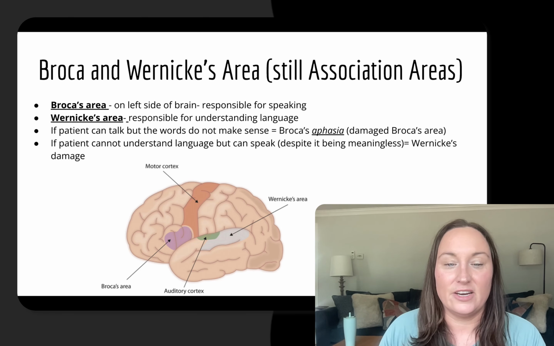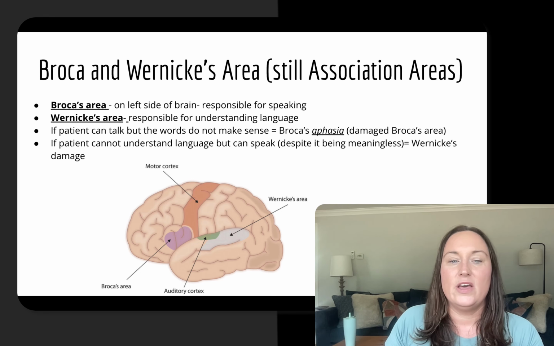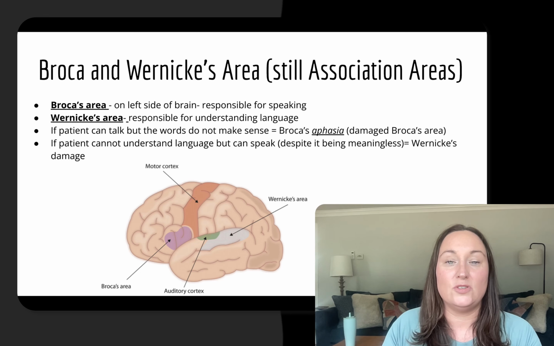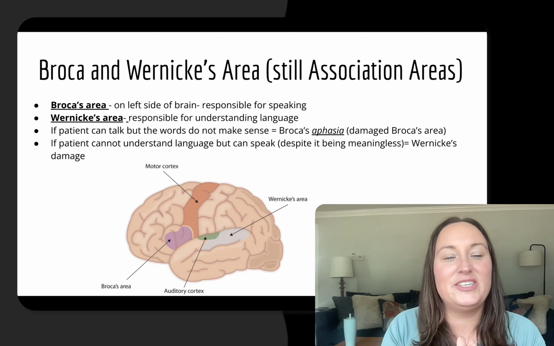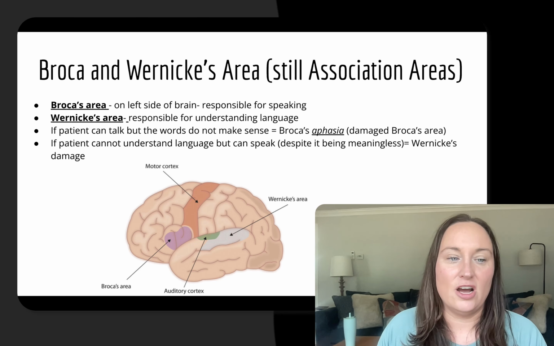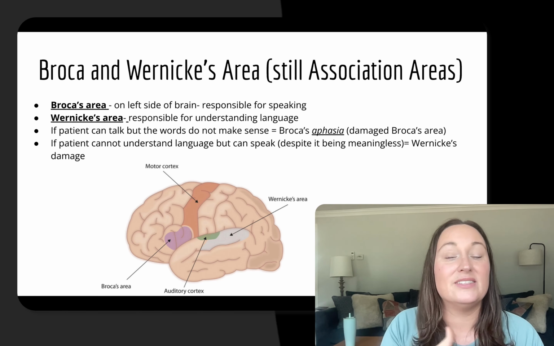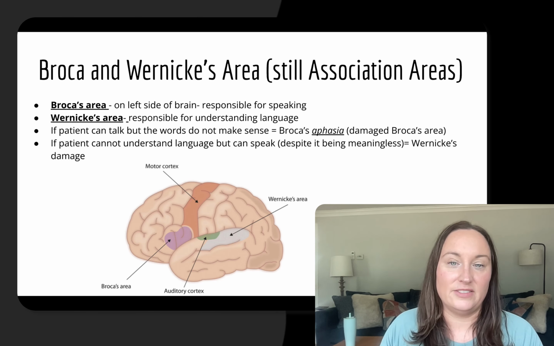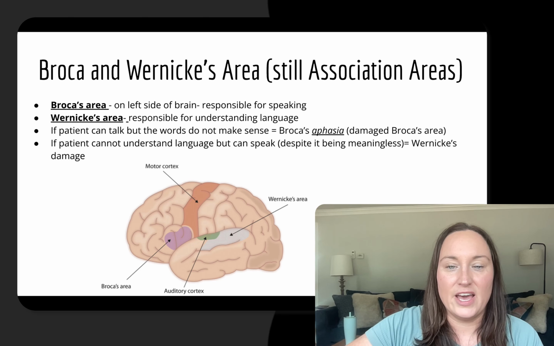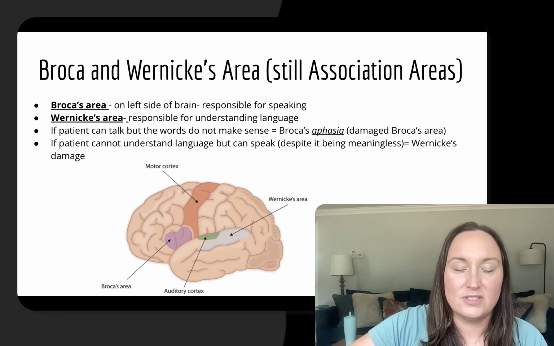Next is Wernicke's area. This is responsible for understanding language. So in this case, a person might be able to speak words, but the words aren't making sense, right? If a patient can talk, but the words aren't making sense, they might have Wernicke's damage. But if the patient can understand language but cannot speak it, then they might have Broca's aphasia. So these are different issues that can occur. Just remember Wernicke's, understanding language; Broca's, broken doll, speaking.